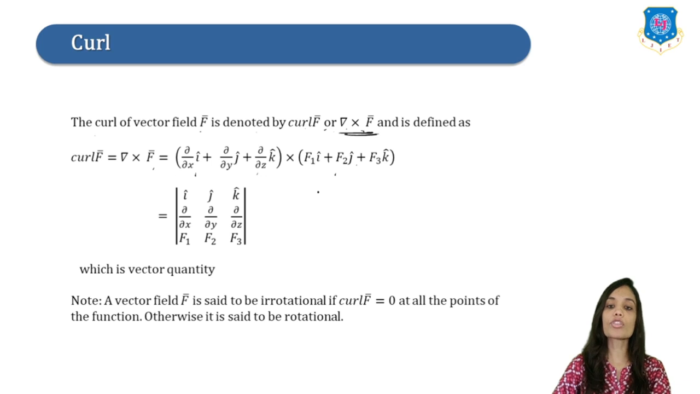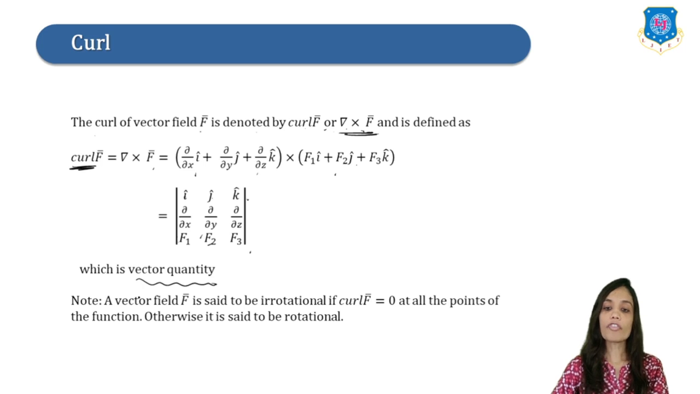Now whenever you want to do a cross product, you have to put i cap, j cap, k cap. Now put these quantities, that is ∂/∂x, ∂/∂y and ∂/∂z. From here put f1, f2, f3. Now solve this determinant and obtain the answer. So the curl of a vector field will be a vector quantity.